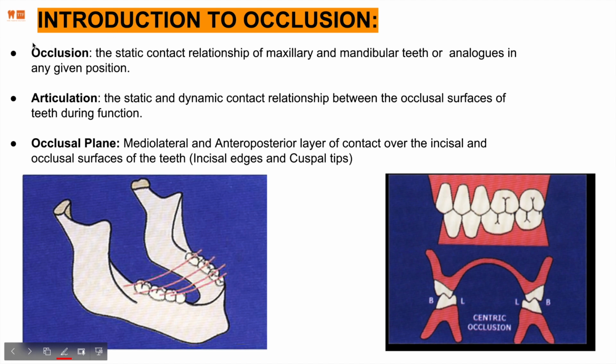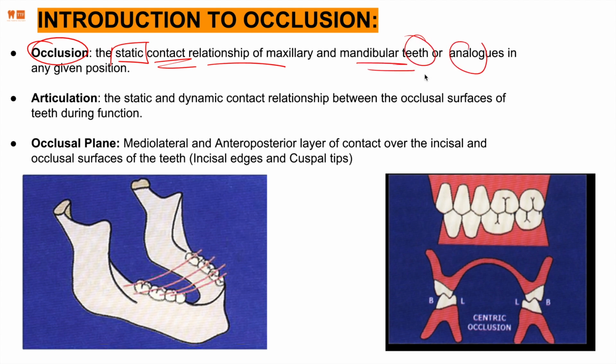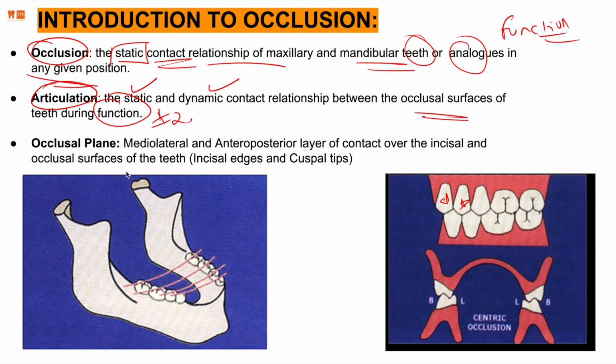So, introduction to occlusion. What is occlusion? First of all, it's a static contact relationship of maxillary and mandibular teeth. So it's teeth or analogs, which means acrylic teeth put into dentures at any given position. So we know it's static, which means it has nothing to do with function. So what does really have to do with function? That's when articulation comes into play. It is a static and dynamic contact relationship between occlusal surfaces during function. And we'll take a look at that again during our second lecture of mandibular movements.